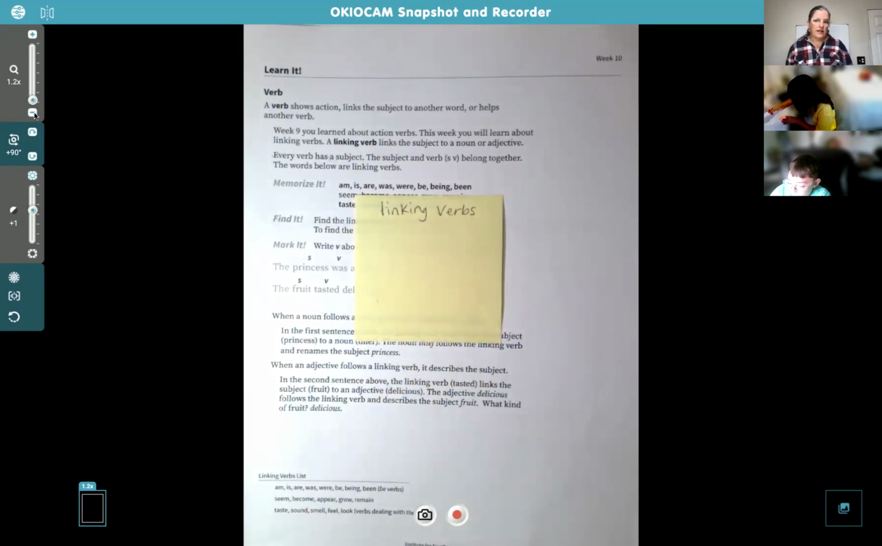We already know about action verbs. Those are pretty easy to spot because they're showing action. They usually end with an ed or something like that, where it's showing action, basically. But these are a little bit different. They're linking words together, so they have a different function. But they're still called verbs, so we're going to label them with a V.